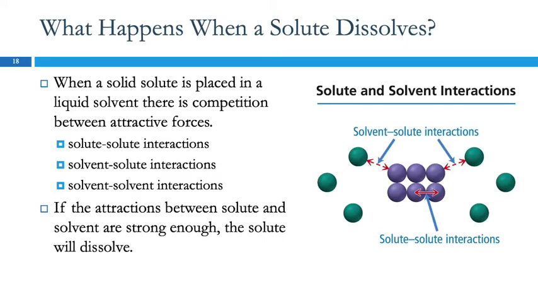So we have to look at the interaction between the different types of particles when we mix the salt and the water. So here we have, this is illustrating the salt or the sugar, these purple balls. That would be the solute. And there is a force of attraction between solute molecules. That's why the salt was a solid, right? If it had no attraction between the particles, they'd just fly apart. And there are attractions between the solvent, the water molecules, and the salt molecules.